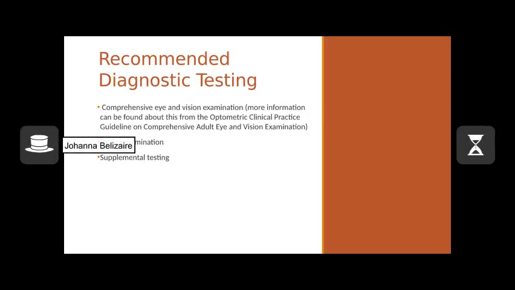Diagnostic testing for cataract includes a comprehensive eye and vision examination, and more info on this topic can be found in the Optometry Clinical Practice Guideline on Comprehensive Adult Eye and Vision Examination, with particular attention given to inspection of the lens of the eye.